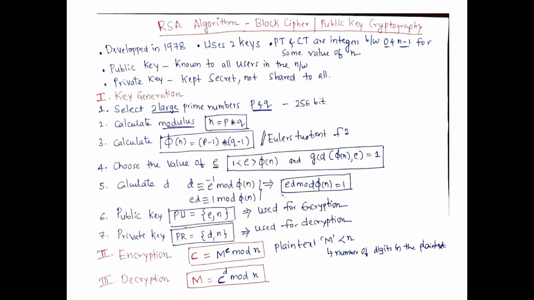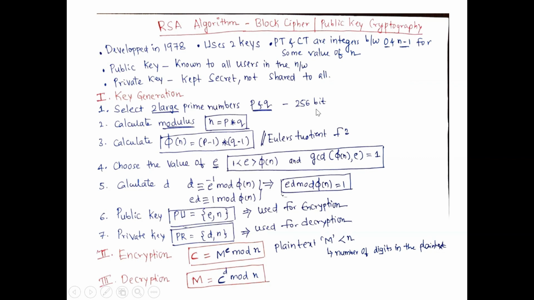This is the algorithm. So plain text and ciphertext are integers between 0 and n minus 1 for some value of n. Public key, as I discussed, is known to all users in the network. Private key is kept secret, not shared with all. Okay. First part is key generation. For the key generation, we are going to select 2 large prime numbers, say P and Q. Roughly, it is 256-bit prime numbers.